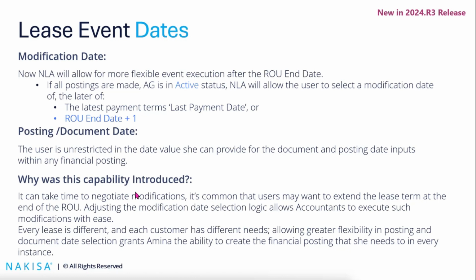And why was this capability introduced? As you know, it sometimes takes time to negotiate modifications, and it's common that the user wants to extend the lease term at the end of the term. So adjusting the modification date logic now allows accountants to execute such modifications with ease. Any questions on this new capability, to add more terms and extensions?